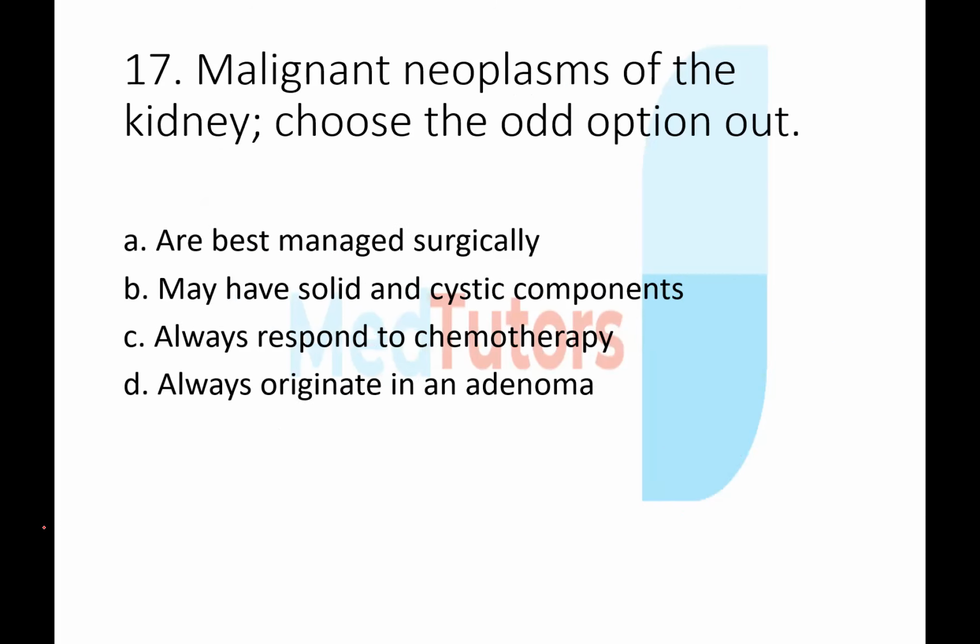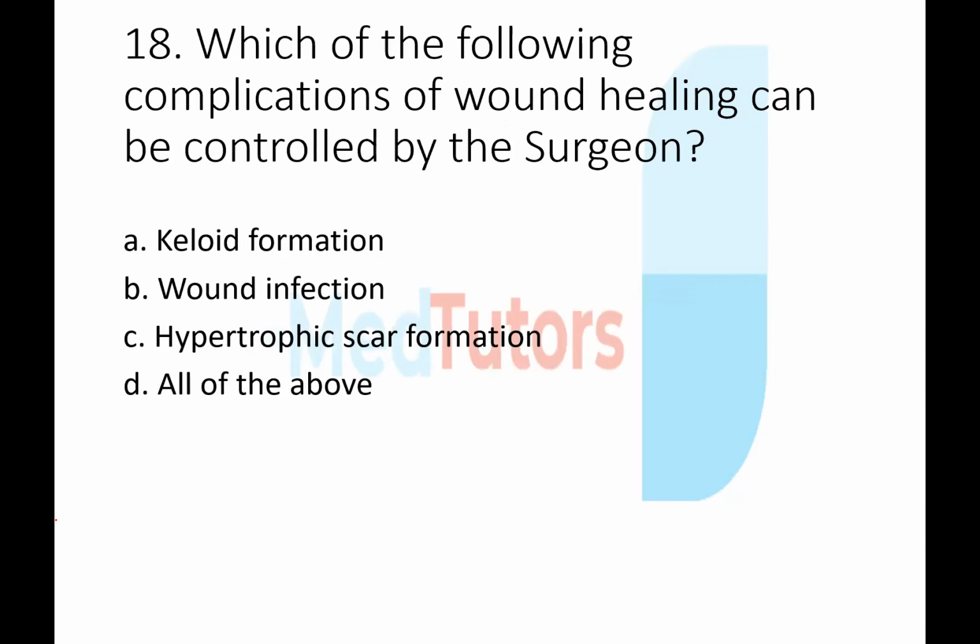Malignant neoplasm of the kidney, choose the odd option out. Are best managed surgically. We are choosing the odd options. May have solid and cystic component, always responds to chemotherapy, always originates in an adenoma. So they do not commonly respond to chemotherapy. So that is odd. Surgical treatment is the main treatment of choice.